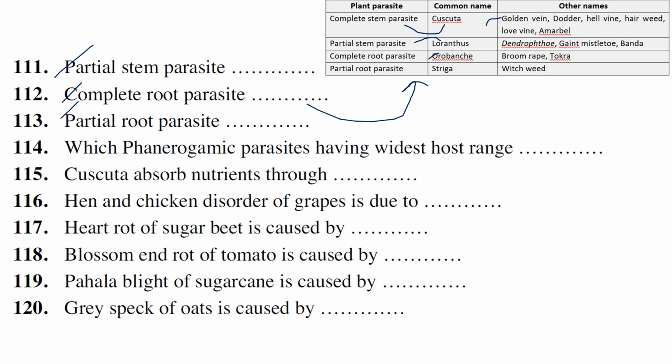Cuscuta is otherwise called golden vein, dodder, hellvine, hairweed, lovevine, amarbel. These are all the other names. Loranthus is otherwise called dendroptera, giant mistletoe of Banda. Varavanki is otherwise known as broom rape or tokra. Striga is commonly called witchweed.